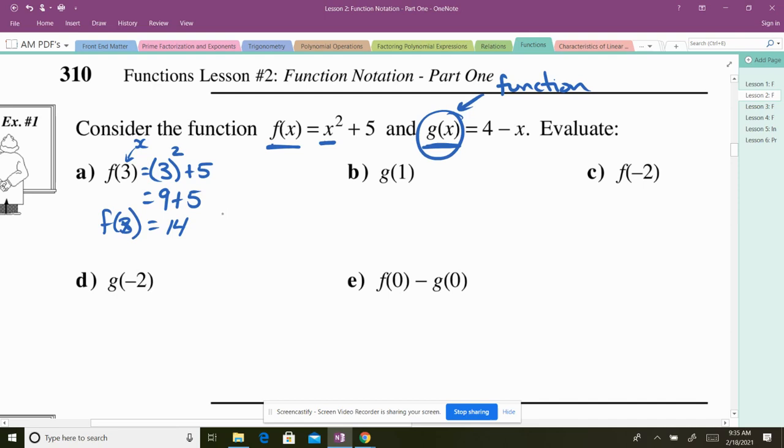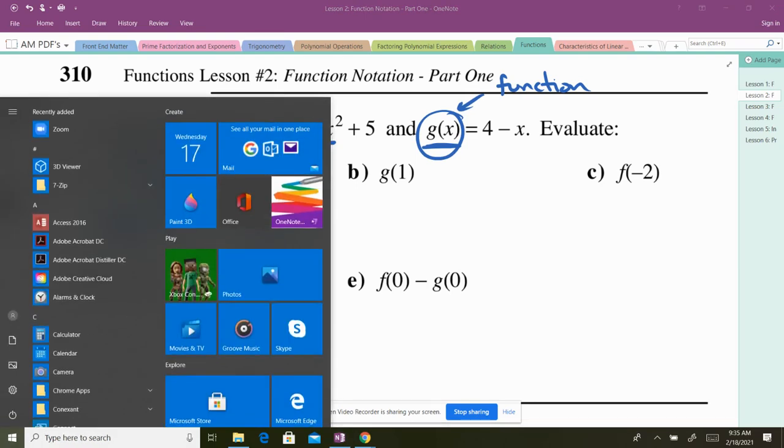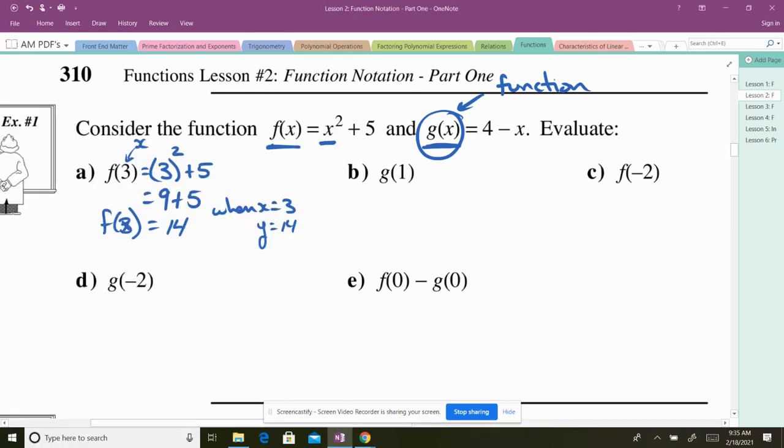What that means is when x equals 3, y equals 14. That's what that means. F of 3 equals 14 means when x is 3, y is equal to 14.